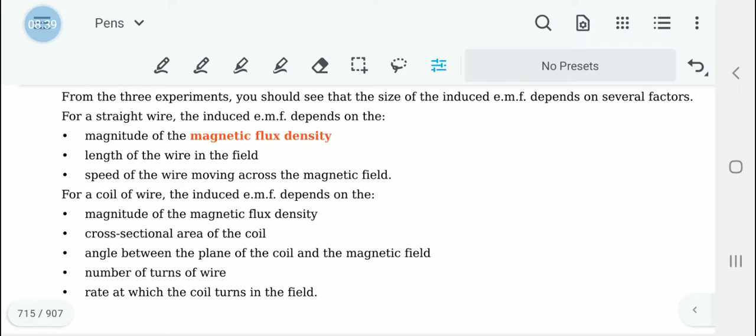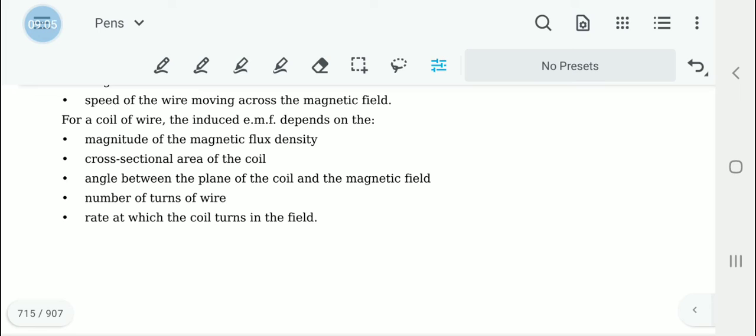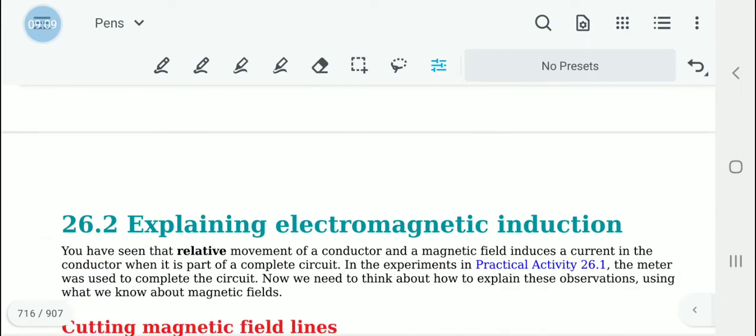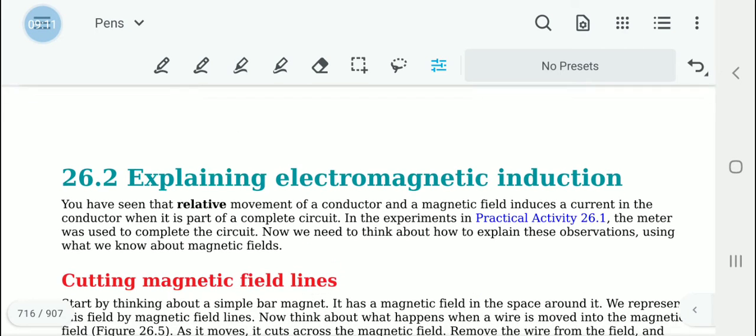Angle between the plane of the coil and the magnetic field. So it should be 90. If it is 90, it is the highest. Number of turns of wire. If the number of turns is higher, then again there would be more length in it. That is exactly what it means. Then the rate at which the coil turns in the field, once again it is the speed of the wire moving across this. So all of these things will increase. If they increase, there is a direct relationship. If they increase, the EMF will also increase. I hope that you understood that part.